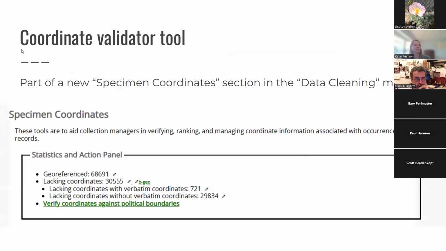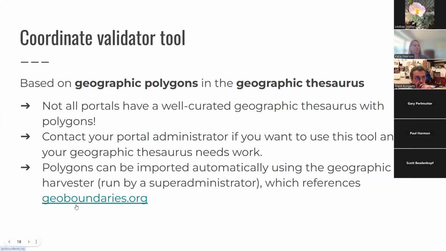So the coordinate validator tool, you're going to find in a new section of the data cleaning tools, and it's called specimen coordinates. And there's a whole action panel here with a couple of options and some things you can look at. You can look at all your georeferenced specimens, your not georeferenced specimens, your georeferenced specimens that don't have verbatim coordinates or do have verbatim coordinates. And then there's this coordinate validator tool, which I'm going to explain.